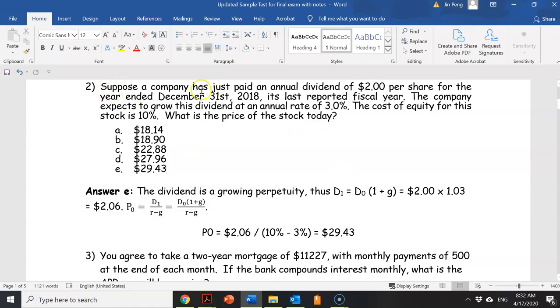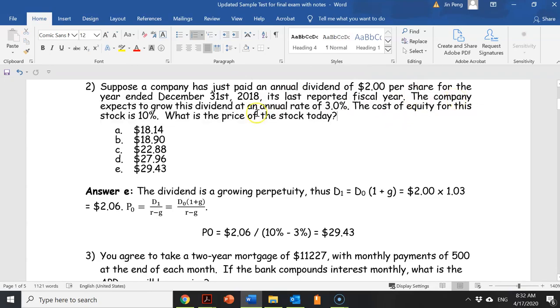Question number 2. Suppose a company has just paid a dividend of $2 per share for the year ended December 31st, 2018, its last reported fiscal year. Okay, so this dividend $2 is already paid. Just paid at the end of the last year in 2018. So it should be D0 instead of D1.